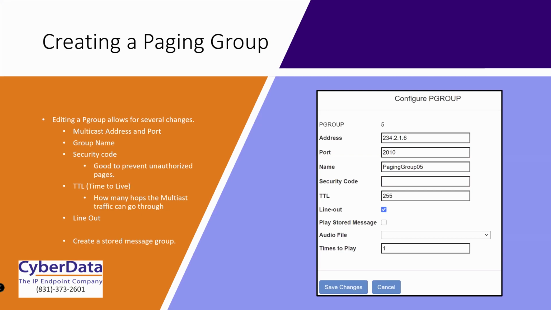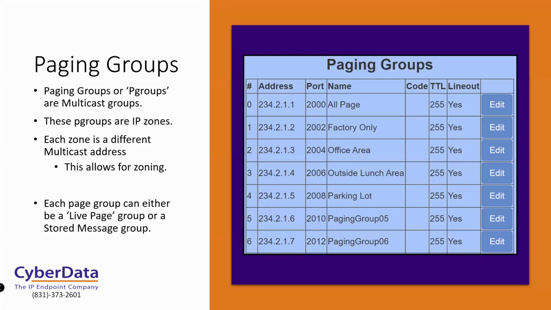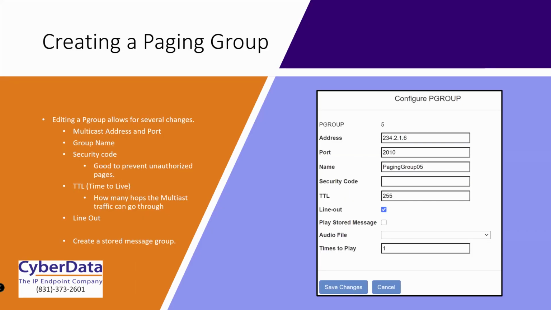Now, to create a paging group, you just have to click the edit button next to one of the different groups that are listed here. For example, if you clicked the edit button next to paging group number 5 there, you would get this pop-up that we have in the subsequent slide.